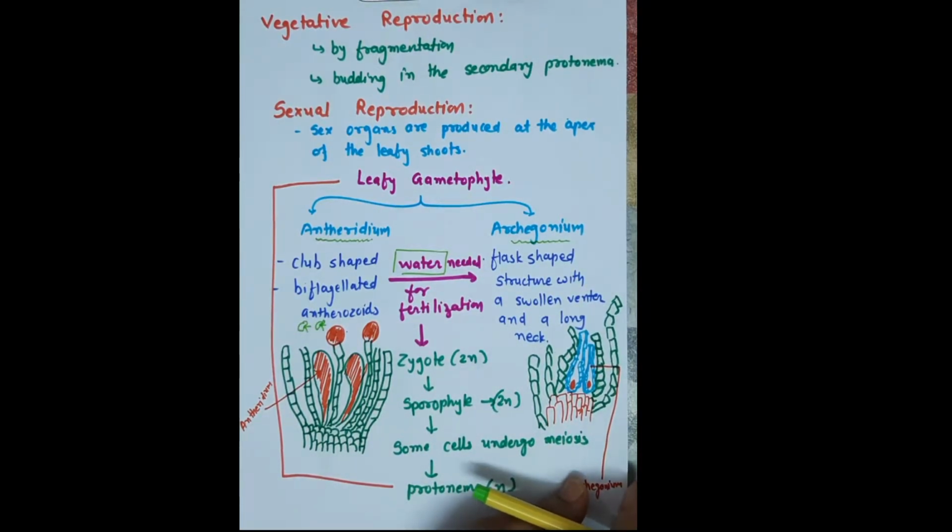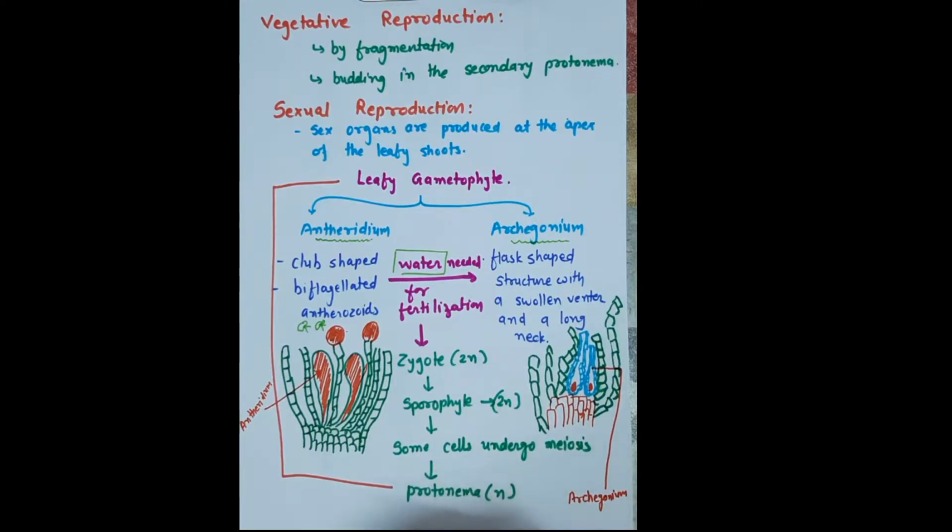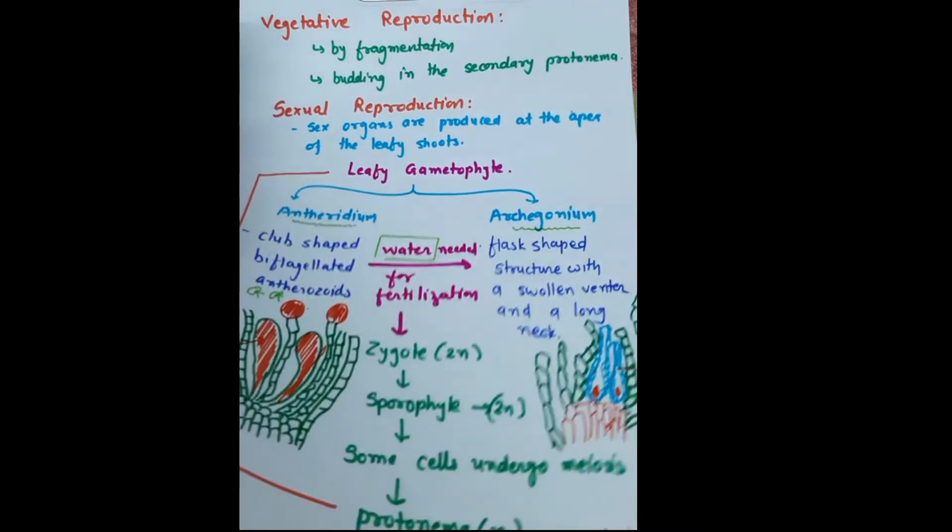So whenever we talk about bryophytes, never forget: gametophyte is haploid, independent, photosynthetic. Sporophyte is diploid, dependent on gametophyte. Sporophyte depends on gametophyte.